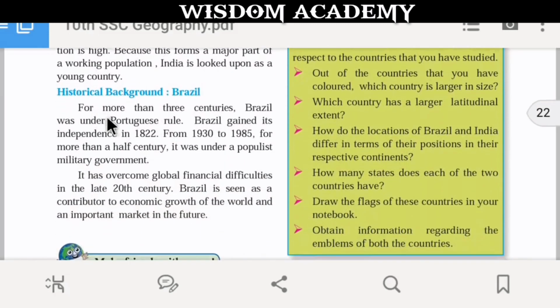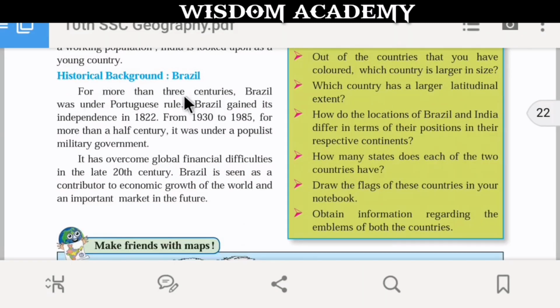Then historical background of Brazil. See, for more than 3 centuries, Brazil was under Portuguese rule. इंडिया जैसे 150 years के लिए ब्रिटिश के कंट्रोल में था. Brazil was for 3 centuries or 300 years under the rule of Portuguese. Brazil gained its independence in 1882.